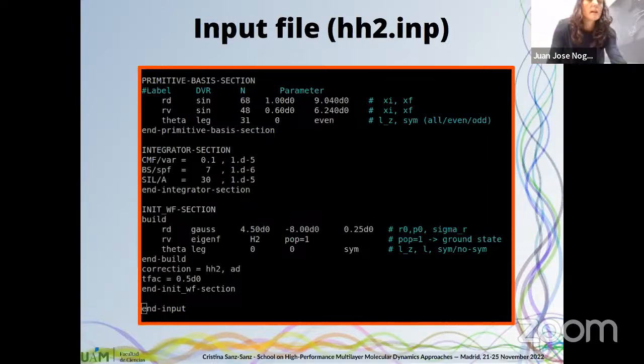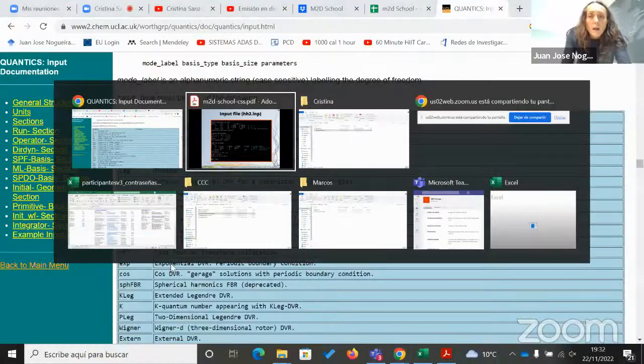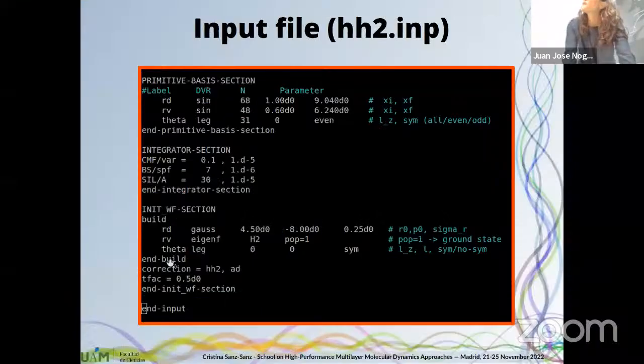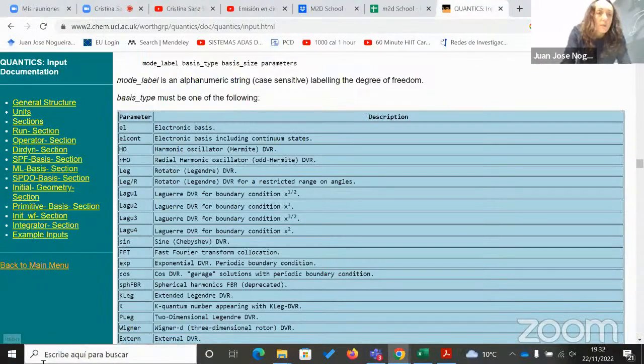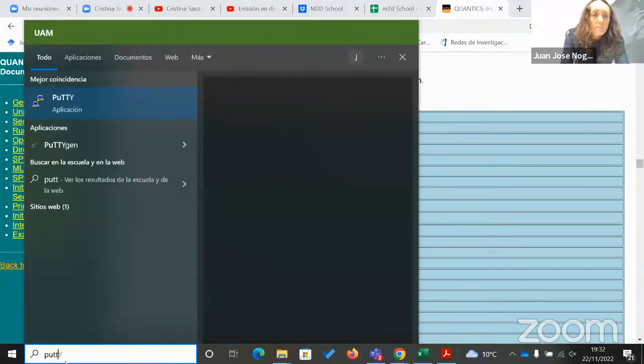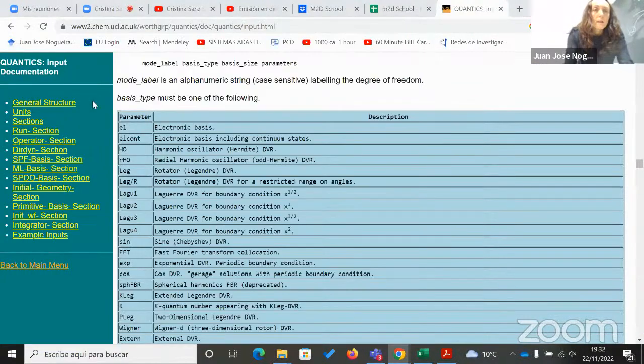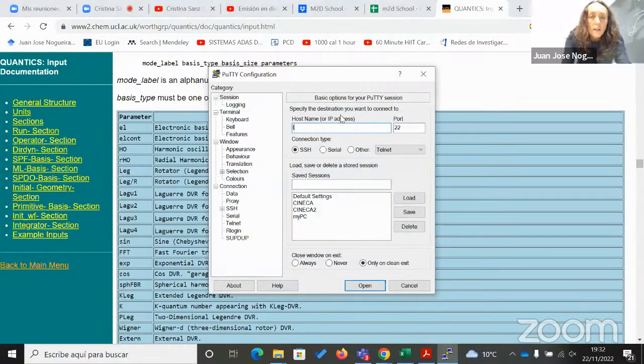Can I actually... Juanjo, in this computer, do you have MobaXterm or something to connect into the CCC? The MobaXterm, no? Ah, PuTTY, well, PuTTY, whatever. The host name is login1.ccc1.